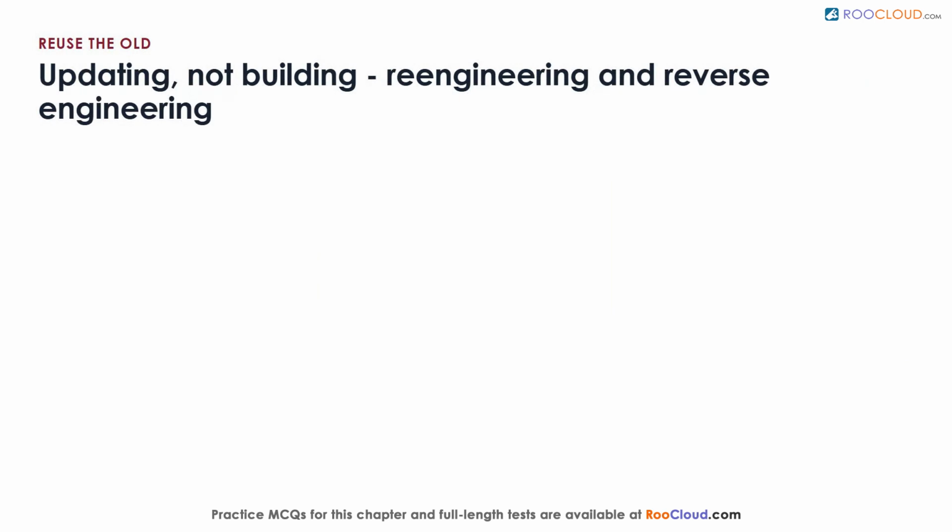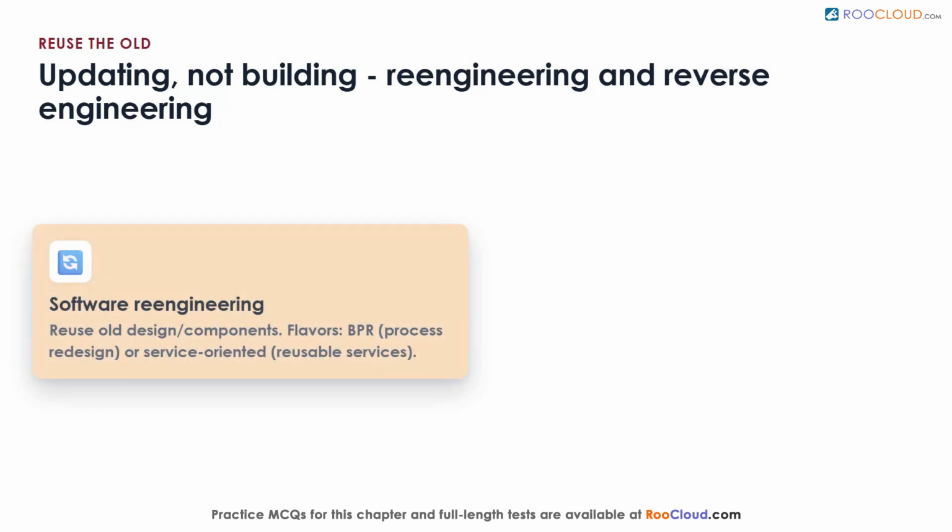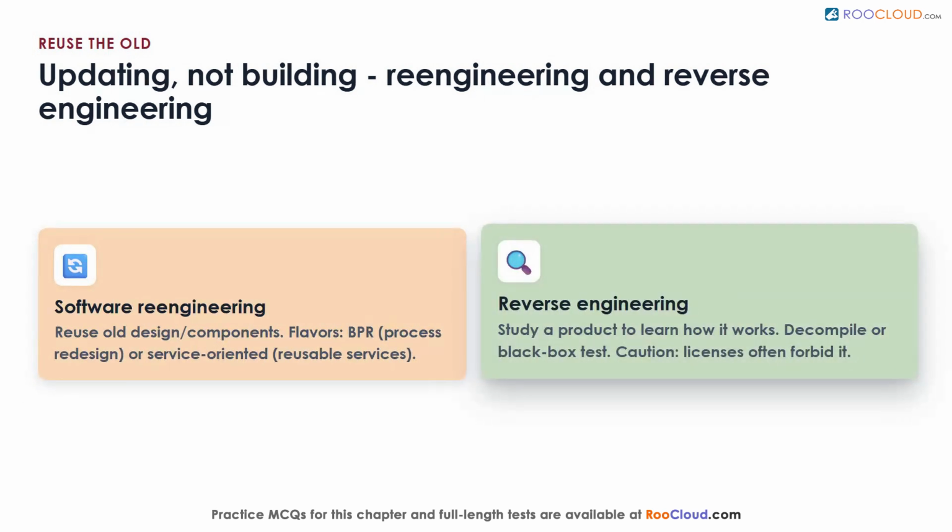What if you're updating an existing system, not building new? Then think about reengineering. Software reengineering reuses an old system's design and components. One flavor is business process reengineering. Another is a service-oriented approach built on reusable services. A different idea is reverse engineering. Here you study a finished product to learn how it works. You might decompile its code or test it as a black box. It can speed development and reveal improvements. But be careful. Licenses often forbid reverse engineering outright.